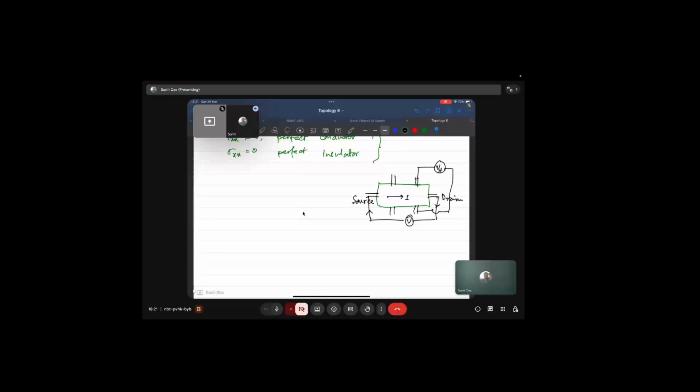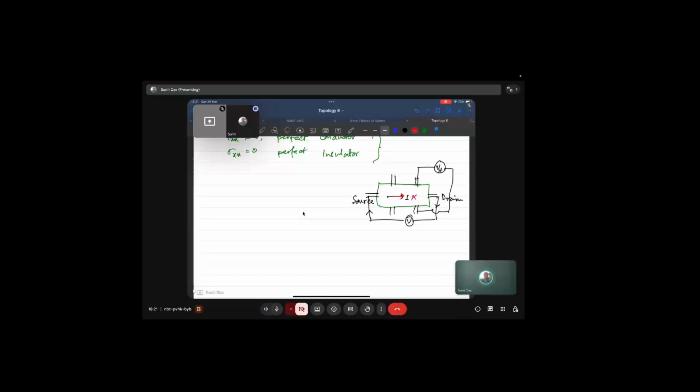Now sigma xx equal to 0 tells us that no current is flowing along this direction. So there is no current along the longitudinal direction, although you have applied some voltage. And so it's like an insulator. While the fact that rho xx is equal to 0 is telling us that there is no dissipation of energy. So there is no resistance, so there is no dissipation of energy.